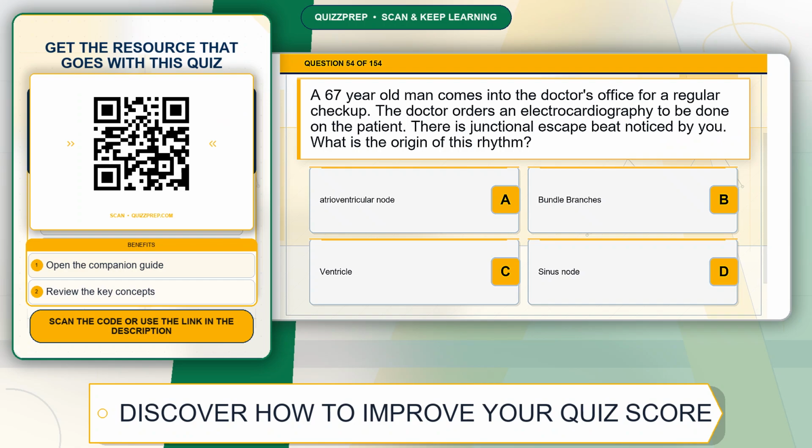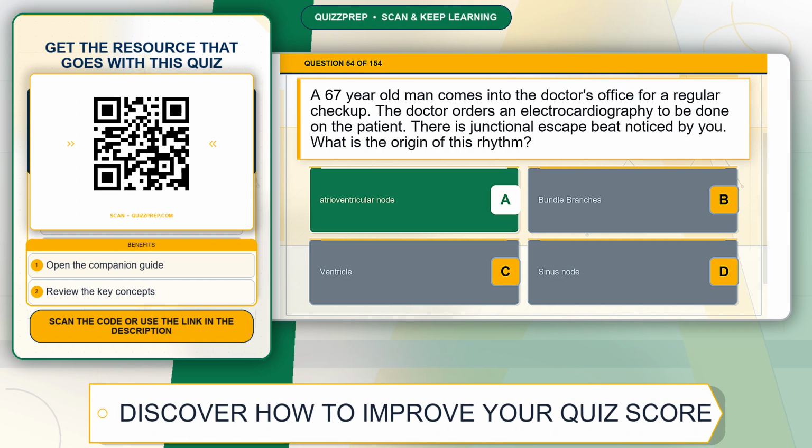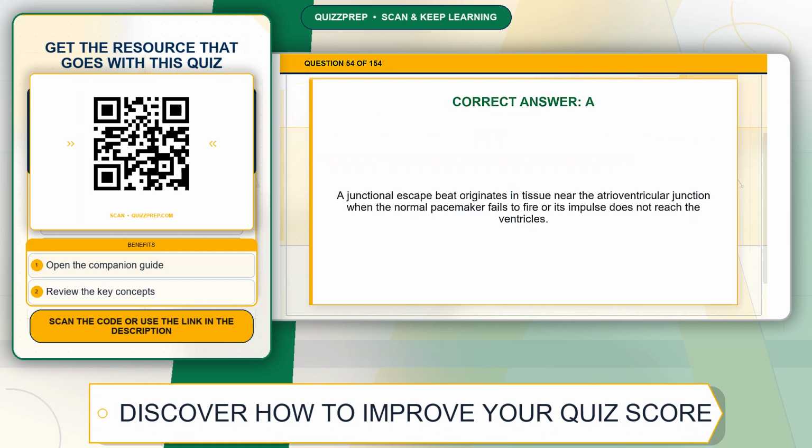Option C, ventricle. Option D, sinus node. The correct answer is option A, atrioventricular node. Explanation. A junctional escape beat originates in tissue near the atrioventricular junction when the normal pacemaker fails to fire or its impulse does not reach the ventricles.